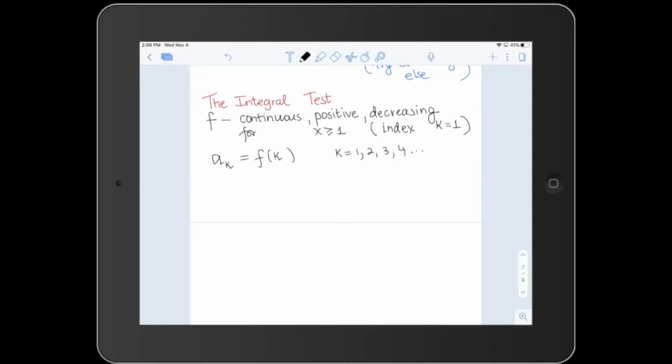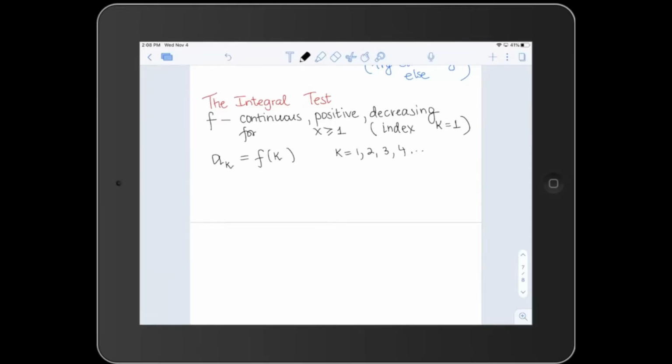In a way, let's say we have a sequence and we just want to rewrite it as a function with continuous increment of x instead of with k, where you have these gaps. So k is discrete. We have 1, 2, 3, 4, and so forth. So now we're going to take a look at the integral because we know how to deal with integrals, and say if the integral behaves one way, then this series behaves exactly the same way.